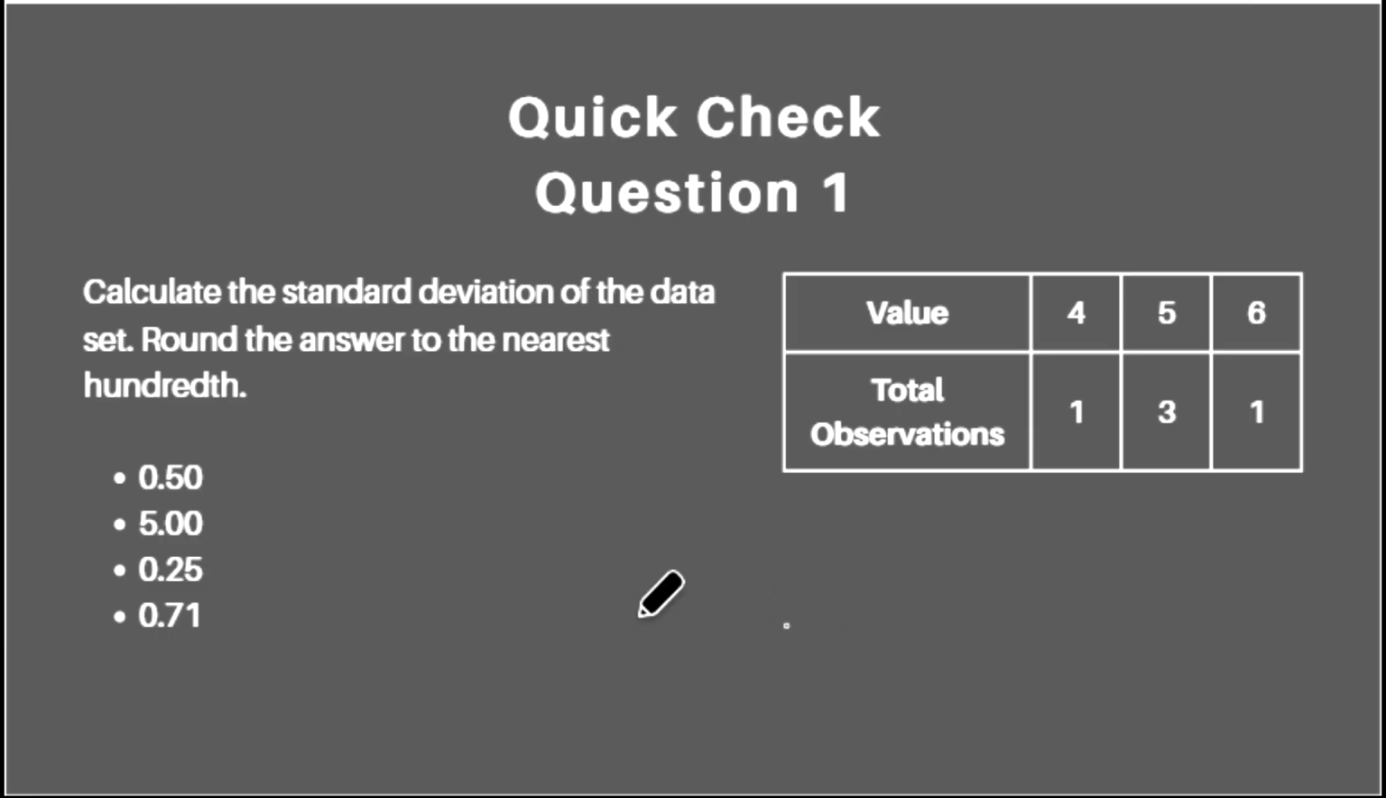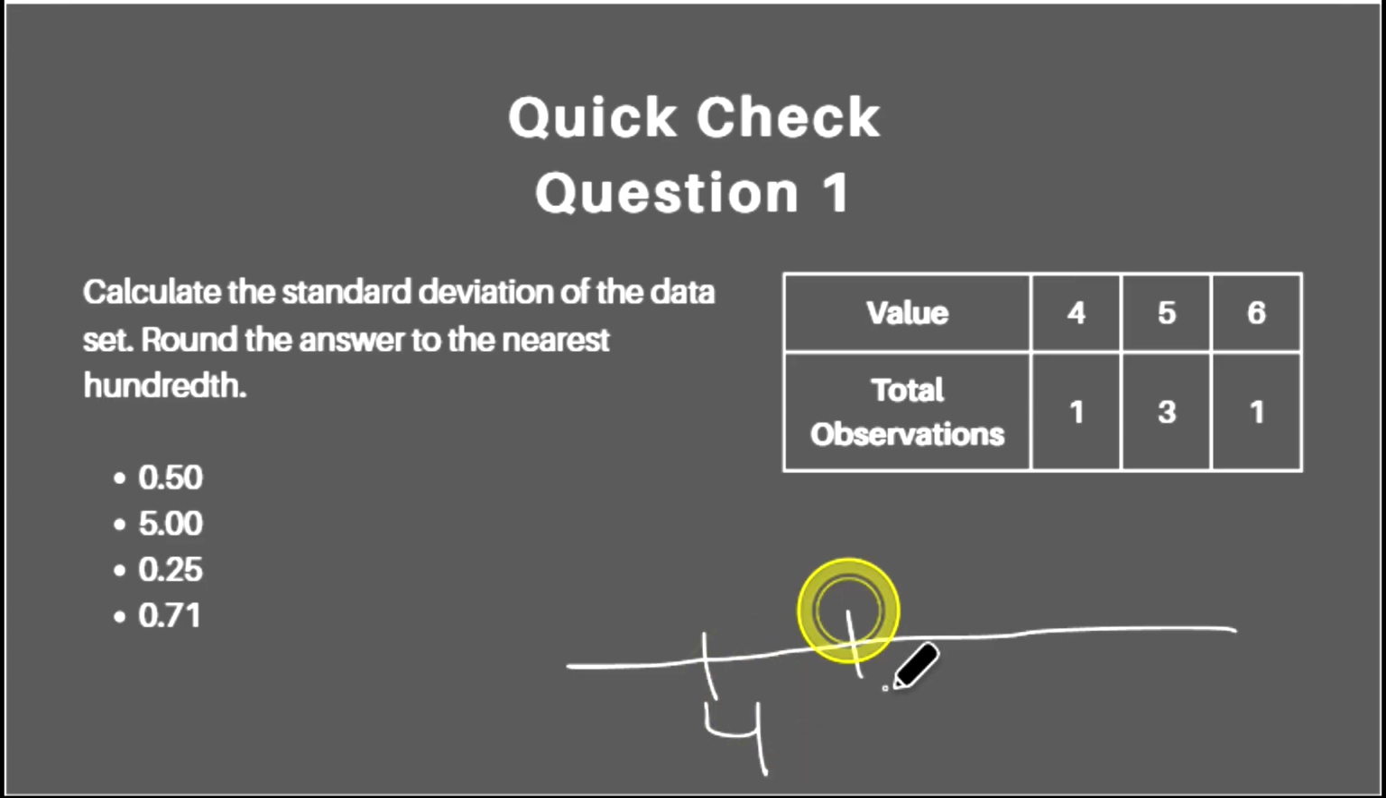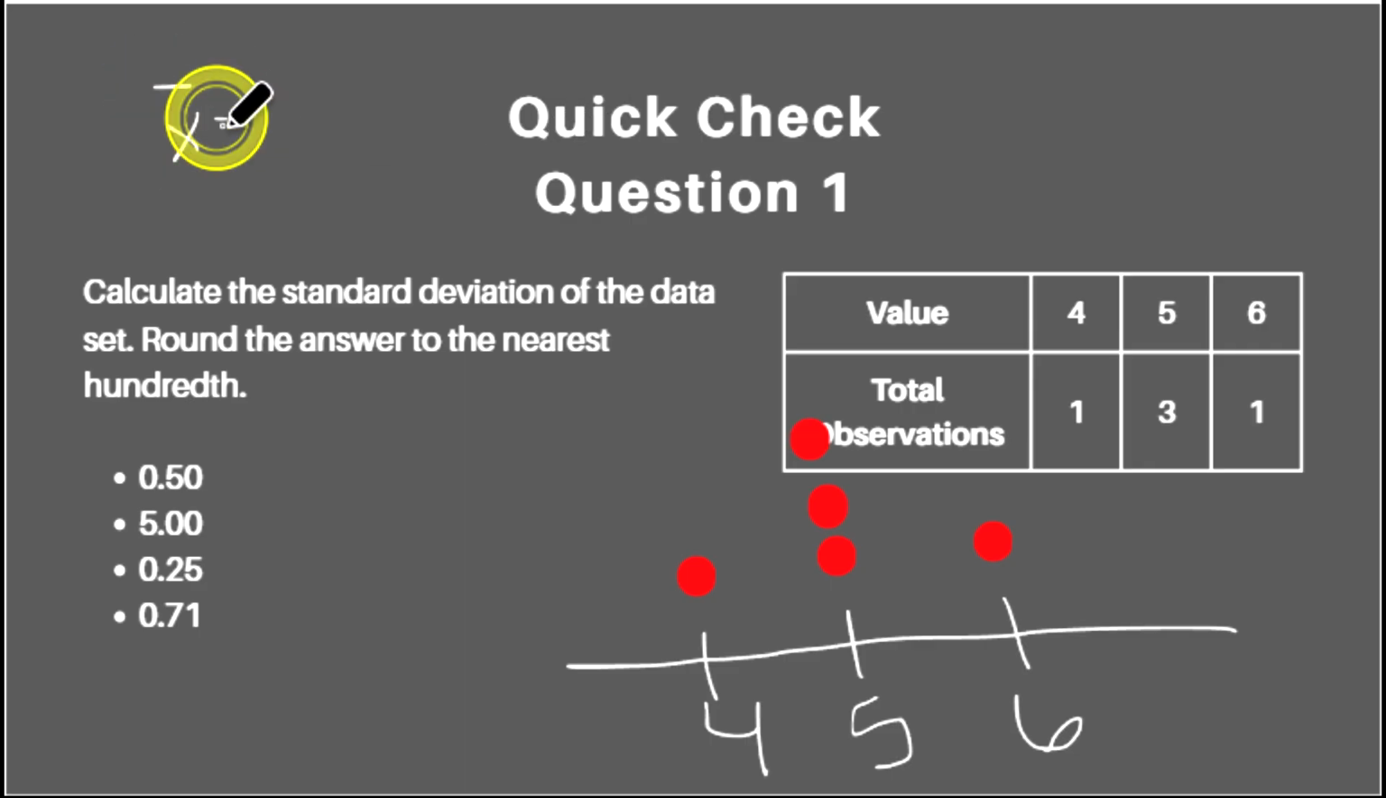So if the dot plot helps you, what's going to happen is you have the value 4, the value 5, and the value 6, and this is how many times they occur. There's only 1 dot for 4, 3 dots for 5, and 1 dot for 6. So you're going to make a table chart with how many times these appear. Then you're going to find the mean, which will be your X bar answer.